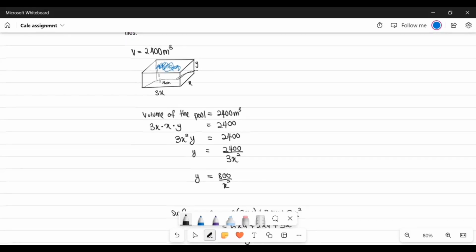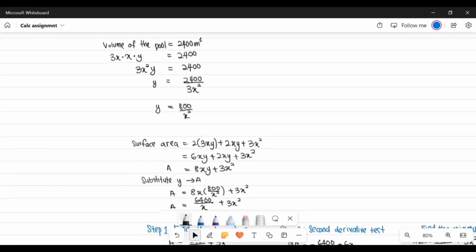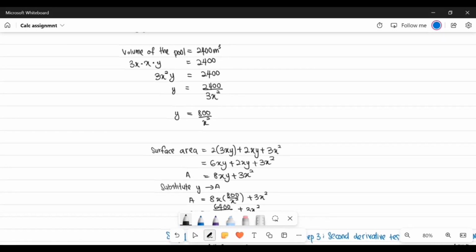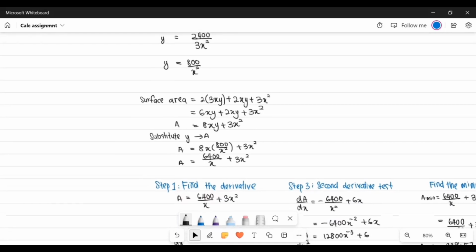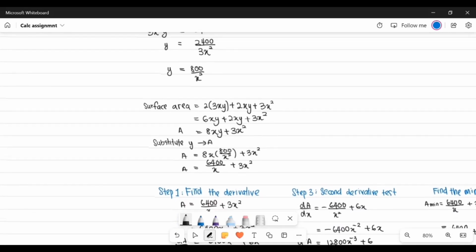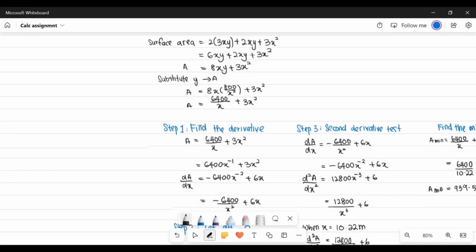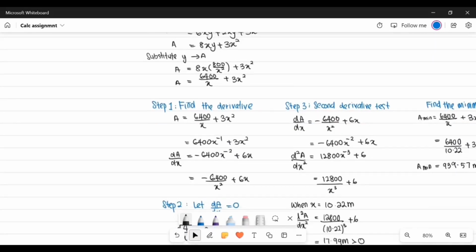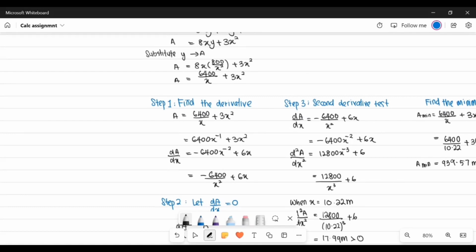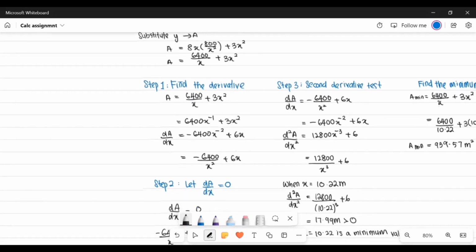So as you can see, the surface area, this is for the front and the back, this is for the left side and the right side, this is for the base. So when we substitute the numbers and the labels, lastly we will substitute the y value in the formula. We will build the surface area formula here. For step 1, we have to find the derivative.